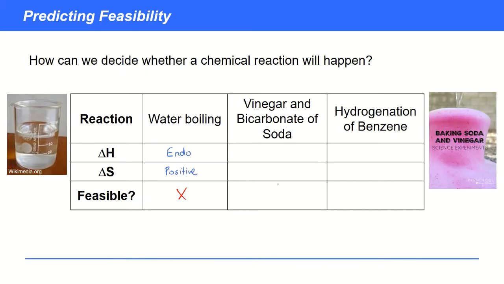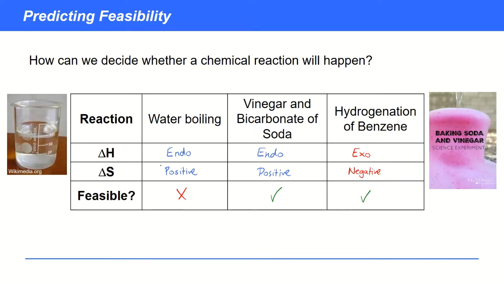Vinegar and bicarbonate of soda, as you can see from this picture on the right hand side, definitely is a feasible reaction. That one is actually, perhaps surprisingly, an endothermic process, and it has a positive entropy change. The hydrogenation of benzene was another process that we looked at. That's actually an exothermic reaction, and it has a negative entropy change. And in fact that turns out also to be a feasible process.